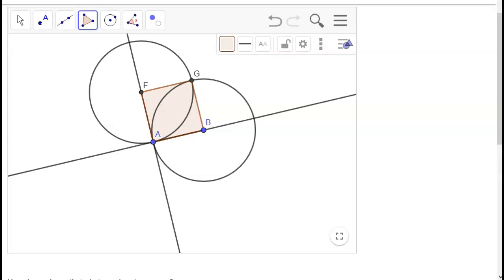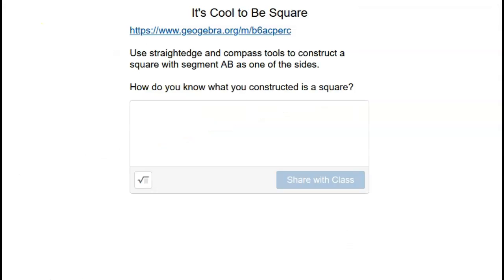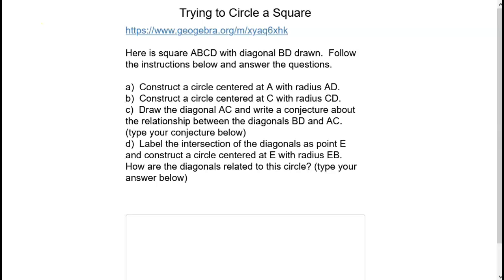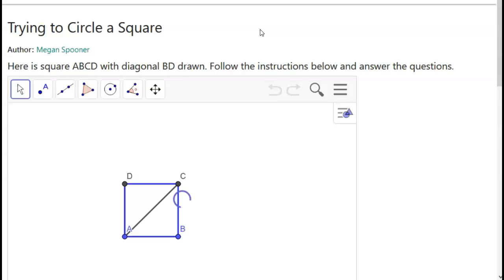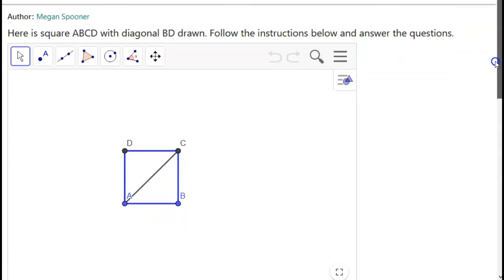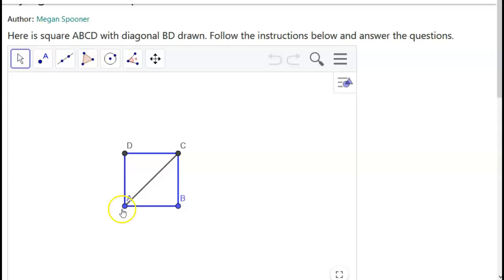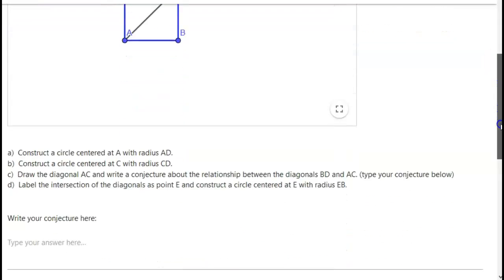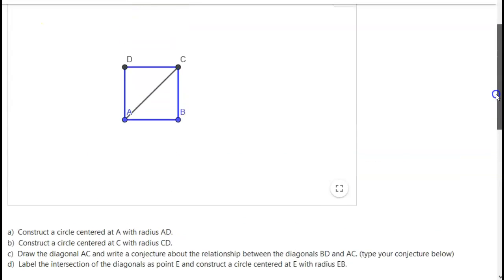So the next thing that we want to look at is, I'm going to go back to Desmos now, and we're going to look at trying to circle a square. So what they're doing now is they're giving us some instructions. So I'm going to go to GeoGebra again. What they've given us is this square, and what they're asking us to do is they've given us the diagonal, and what we want to do is inscribe that square in a circle.